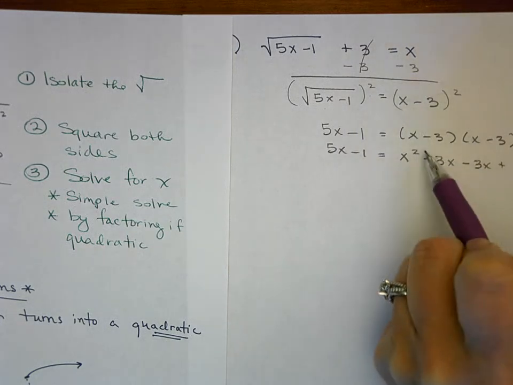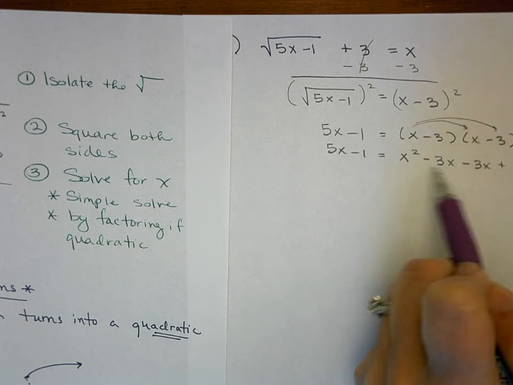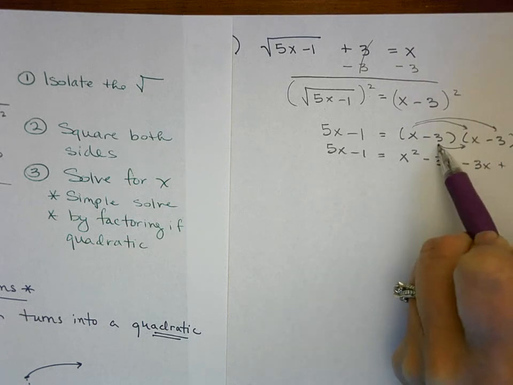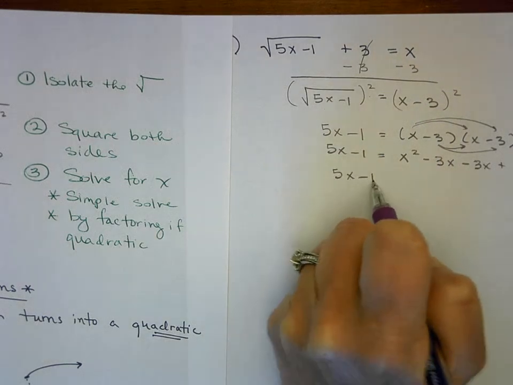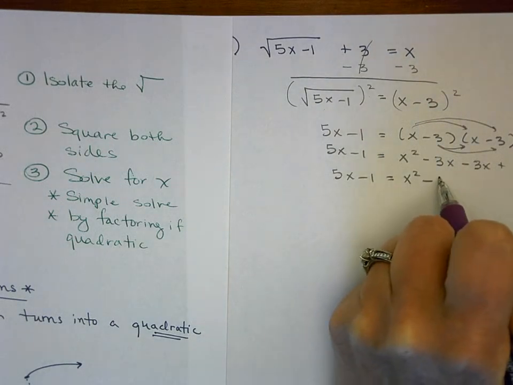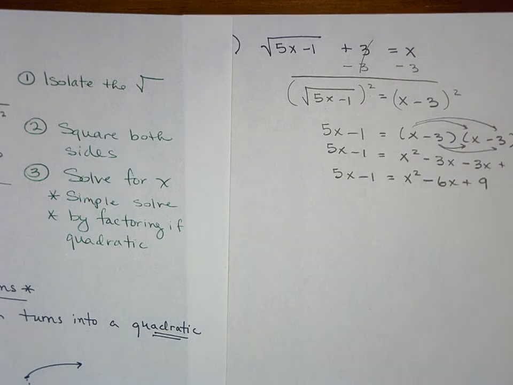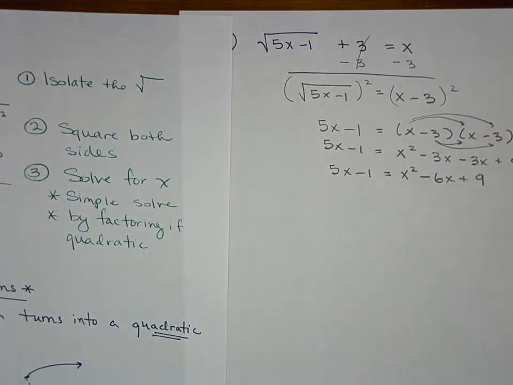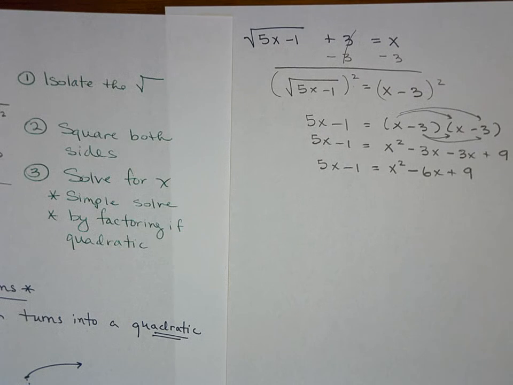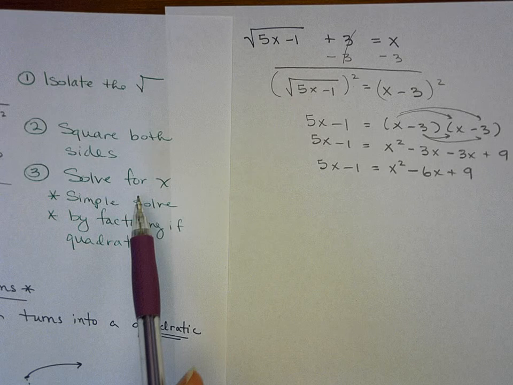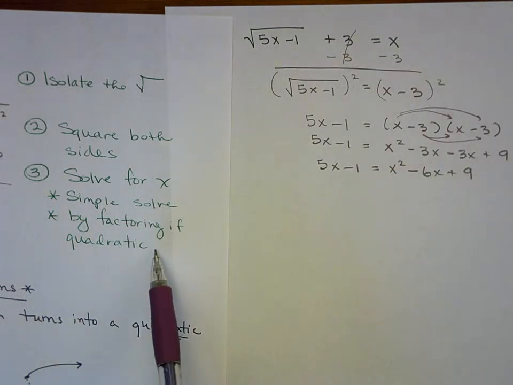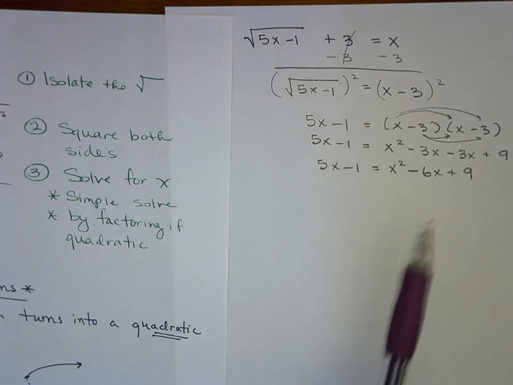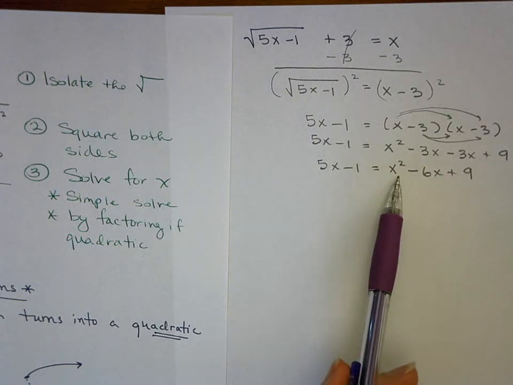All I did was multiply x to the x and to the negative 3, and then negative 3 to the x and to the negative 3. Now I'm going to combine like terms. So all I've done is square both sides, distribute, and combine like terms. Now if I look at step 3, I need to solve for x. Do I get to do simple solving? No, I have to solve by factoring because I do have a quadratic. I'm solving by factoring because I have an x squared in the problem.